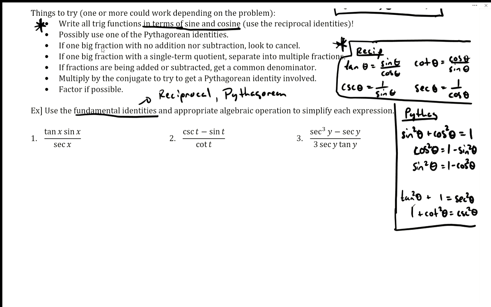So number 1, first step, let's change tangent of x into sine of x over cosine of x.